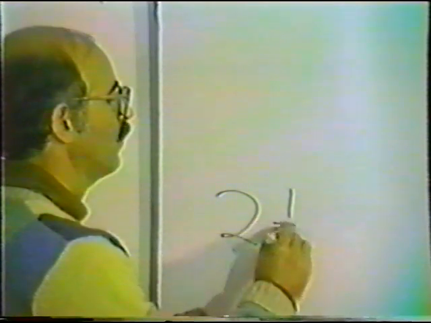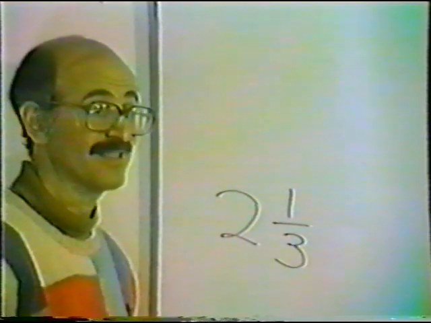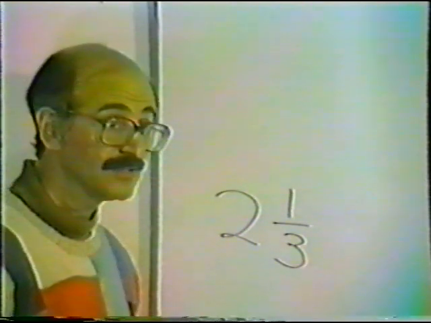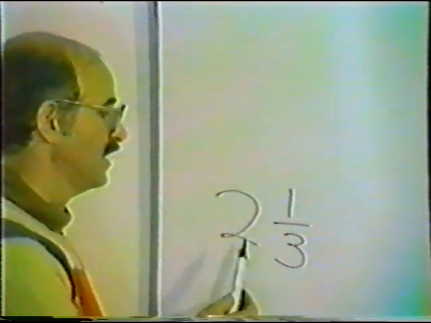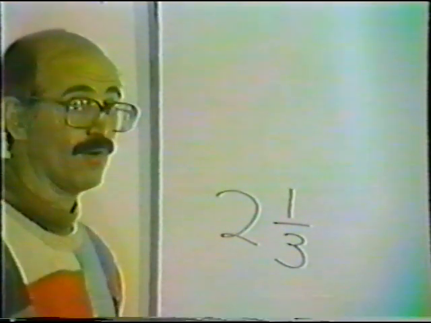Two and 1/3. What kind of a number is that? That is a mixed number because it has a whole number and a fraction. Now we have already learned how to take an improper fraction and change it into a mixed number. Now we're going to learn how to take a mixed number and turn it back into an improper fraction.